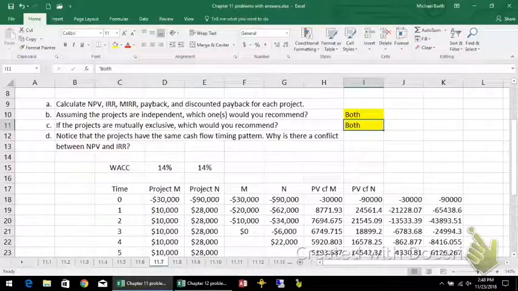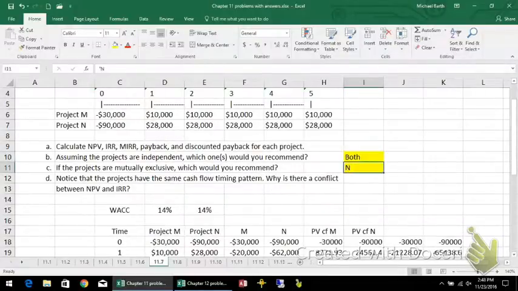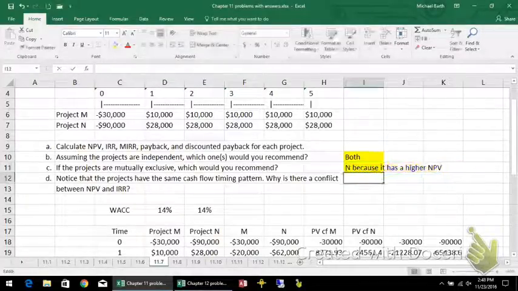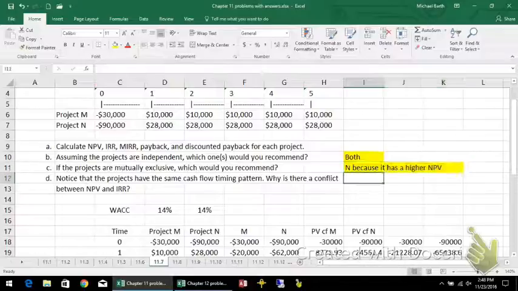What we would do is pick the project with the highest net present value because it earns the most money. Okay, N. And the reasoning behind that, of course, is because it has a higher NPV. All right, and that is that simple. The one with the highest NPV is the best project. They both have the same cash flow timing pattern.